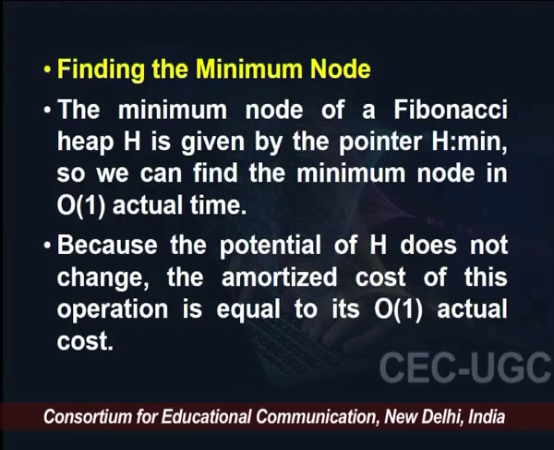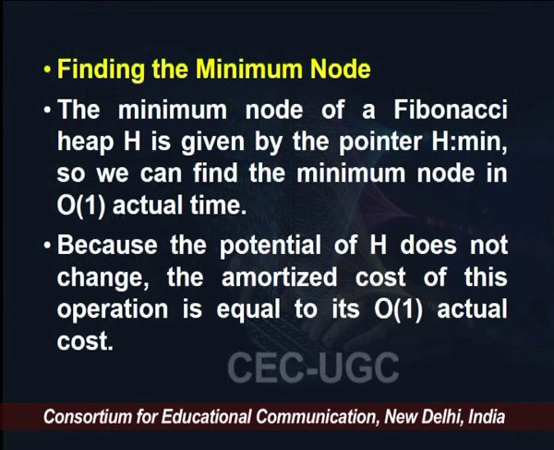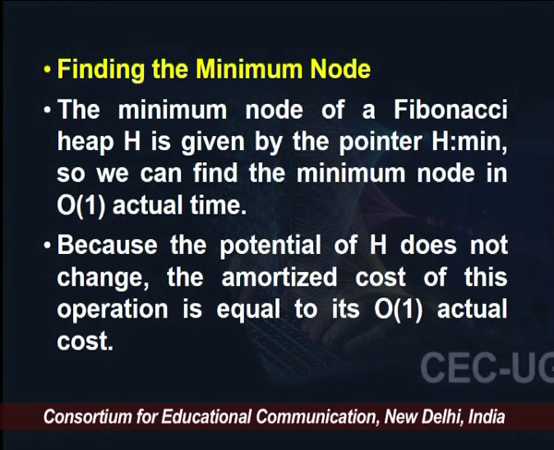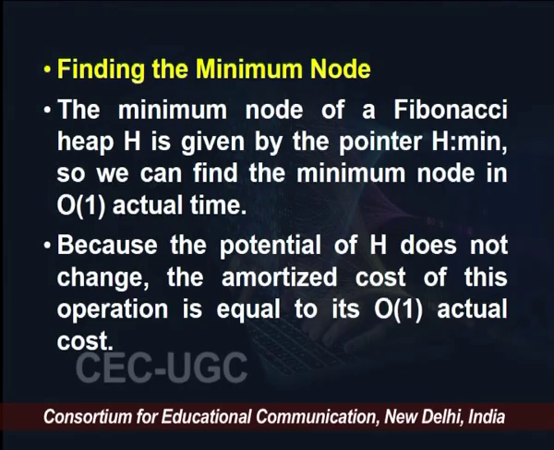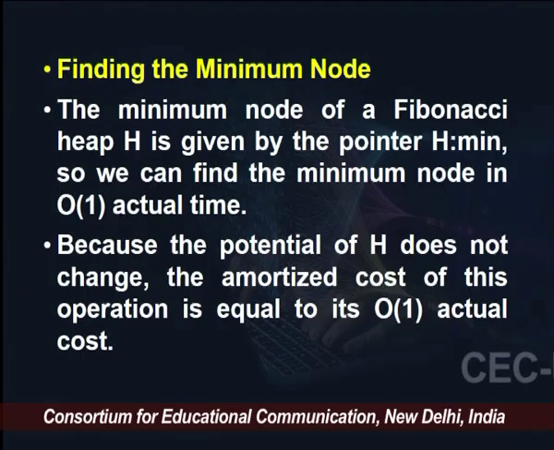Now, let us say we want to find the minimum node. The minimum node of a Fibonacci heap is simply given by the pointer h dot min, and we can retrieve it in order 1 actual time. Potential here is actually not changing at all. So, there is no change in the potential, and the amortized cost is equal to the actual cost, which is order 1.